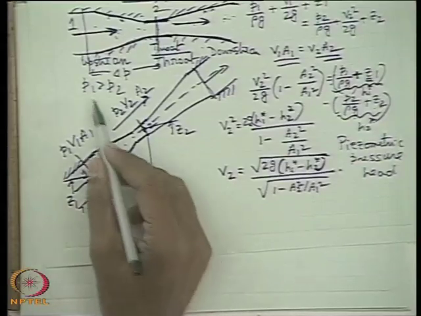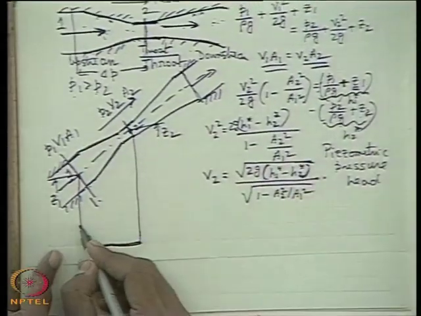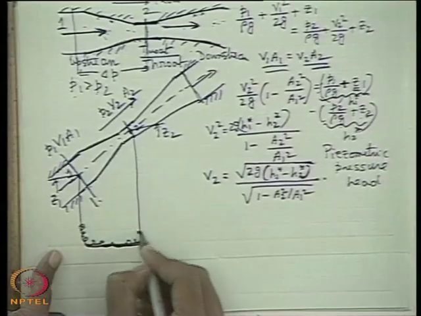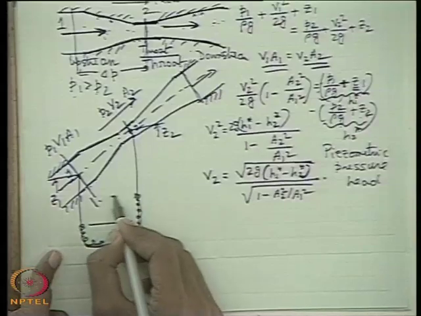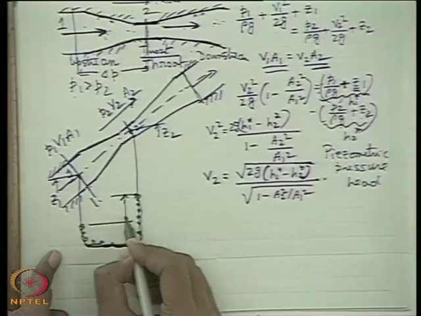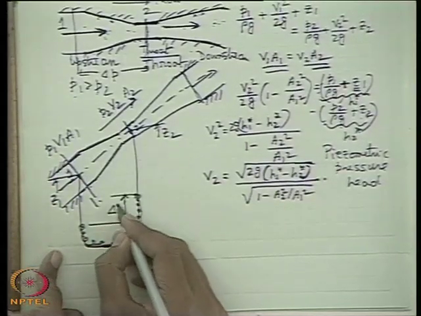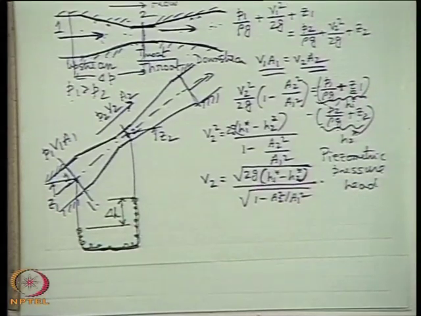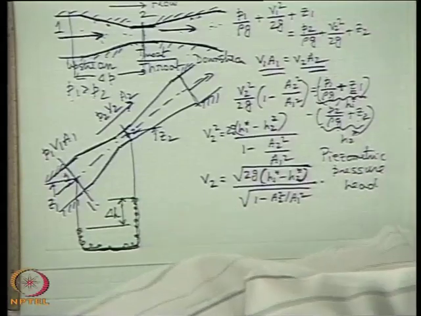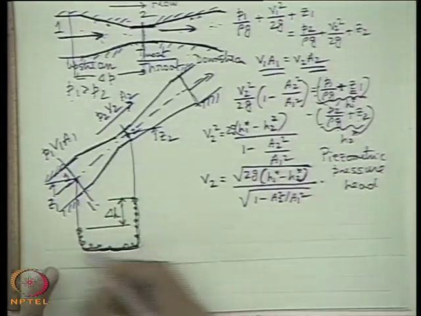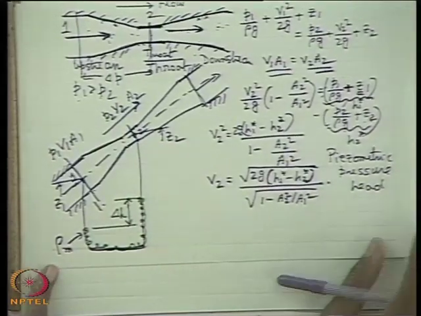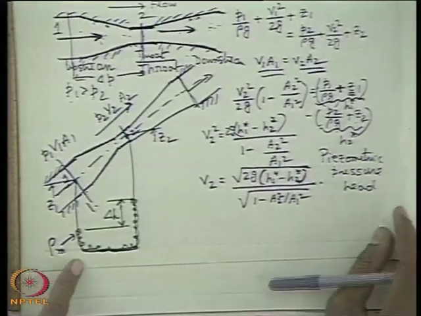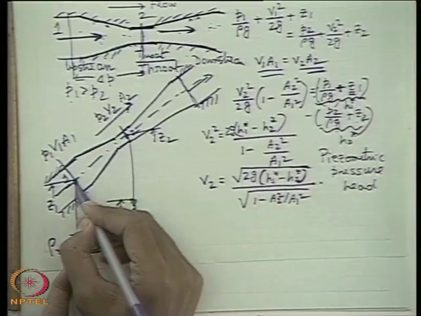Now let us consider a manometric liquid. Since P1 is greater than P2, the manometric liquid will take a position like that, where this is the deflection delta H. Now if I write the manometric equation, consider the manometric fluid density as rho m, and we write the equation considering the pressure P1.